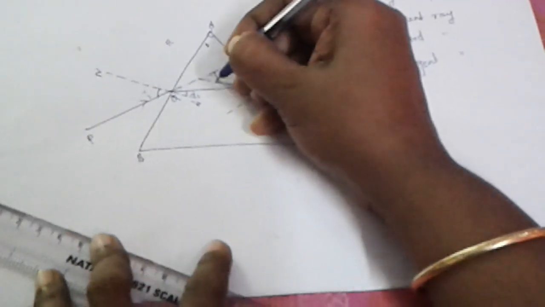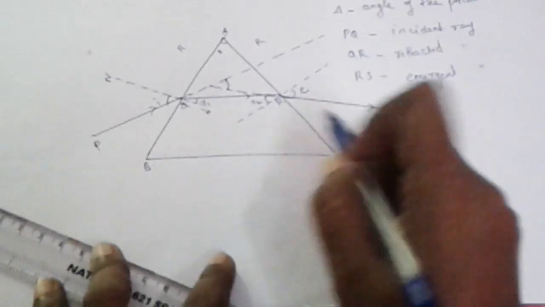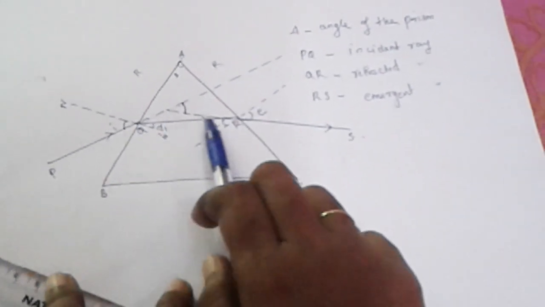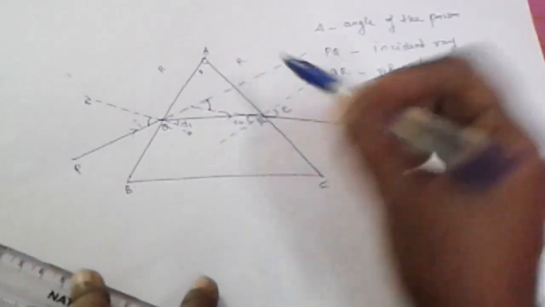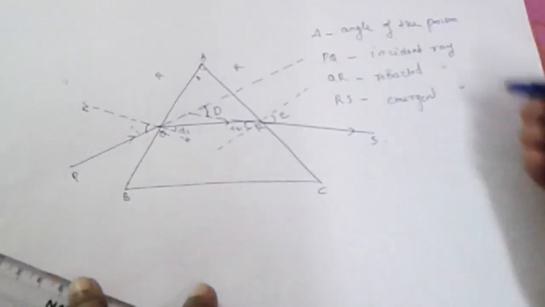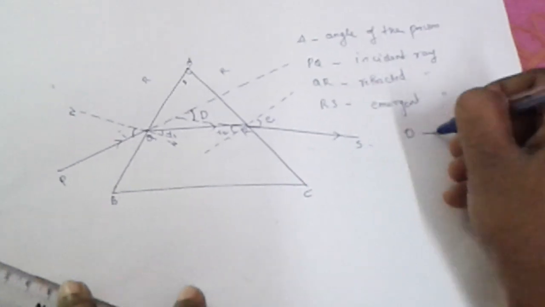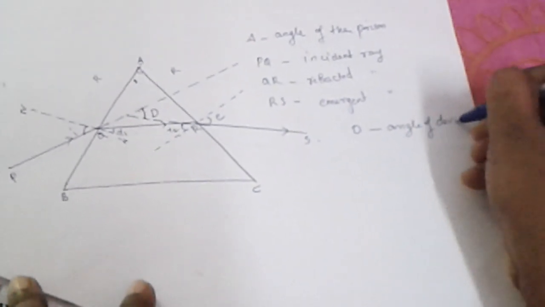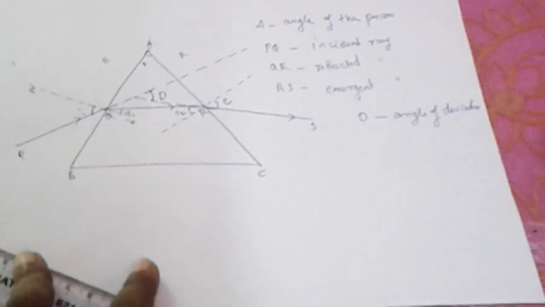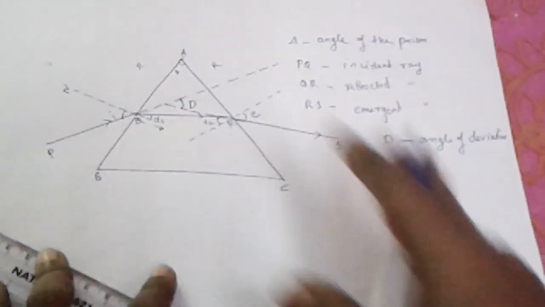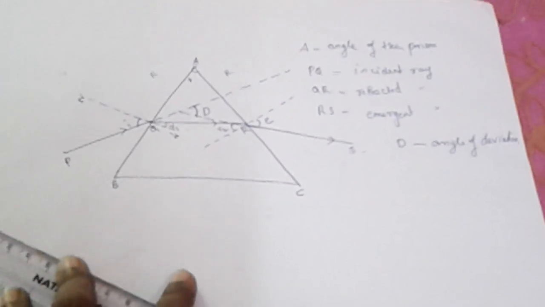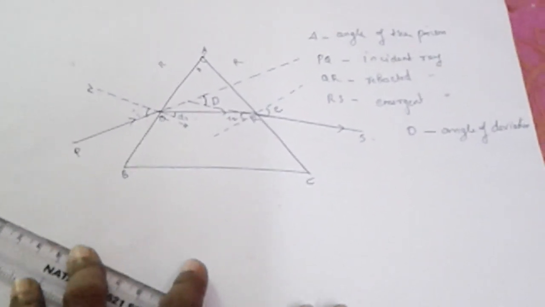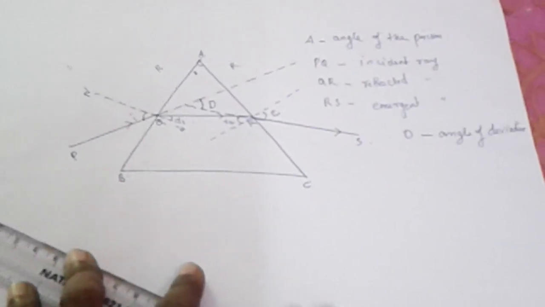So the angle made between the incident ray and the emergent ray is called the angle of deviation. So D is called the angle of deviation. This is the diagram showing refraction of light through a glass prism. I hope you understood. Okay.